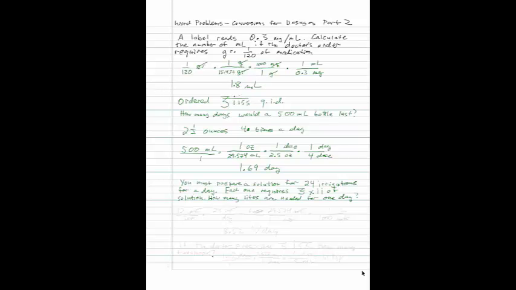For this problem, we're told to prepare a solution for 24 irrigations in a day. Each one requires ounces XII, 12 ounces of solution. How many liters are needed for 1 day? So it's 12 ounces per dose or per irrigation. So we can say 12 ounces per irrigation times 24 irrigations per day. That's going to go ahead and give us the total number of ounces that we need in a day. Let's convert that to milliliters.